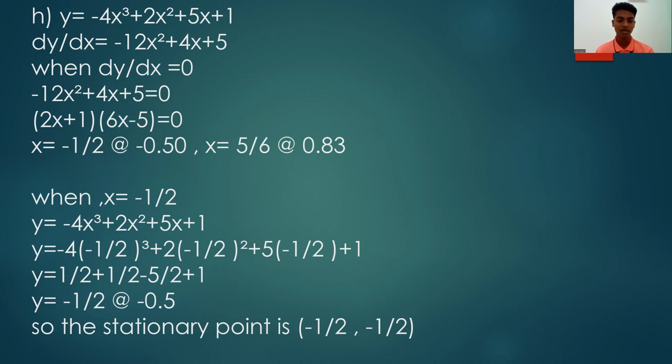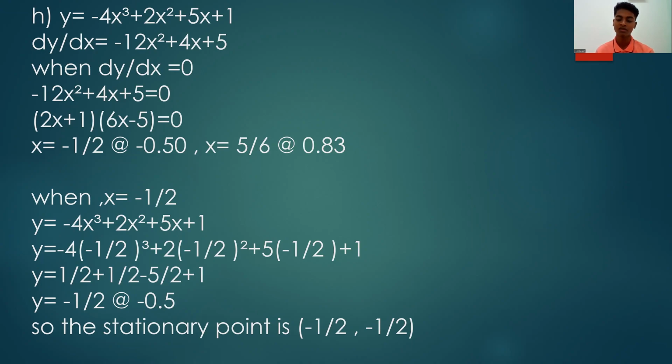So when x is equal to negative 1/2, we substitute it in the first equation, which is y equal to negative 4x cubed plus 2x squared plus 5x plus 1. If we substitute the value of x inside it, we get that the value of y is negative 1/2 or negative 0.5. So the stationary point for this question is (-1/2, -1/2).